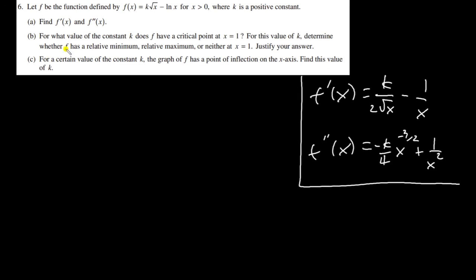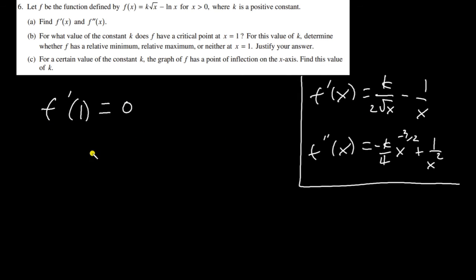Part B, for what value of the constant k does f have a critical point at x equals 1? For this value of k, determine whether f has a relative minimum, maximum, or neither at x equals 1. Justify. Okay, so remember, what the critical point means is that the derivative is 0 or undefined, right? And x equals 1, we'll plug in x equals 1 into here for f prime of x. f prime of 1, we're going to say that's equal to 0.